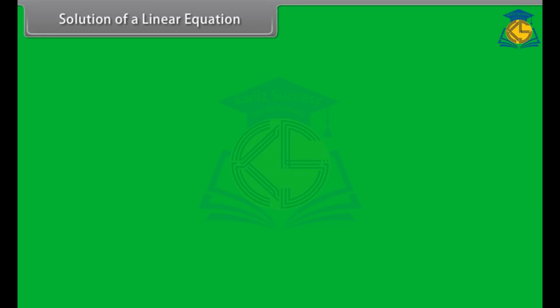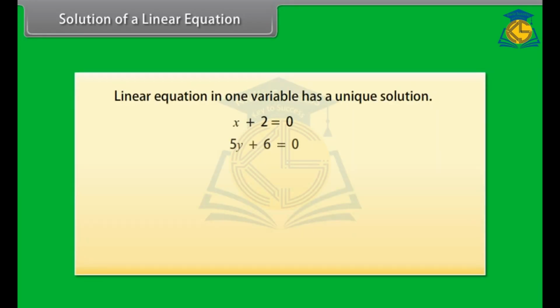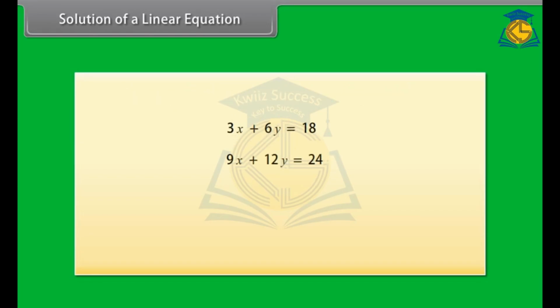Solution of a linear equation. We know that every linear equation in one variable has a unique solution. But how many solutions do the linear equations in two variables have? As there are two variables in the equation, its solution means a pair of values, one for x and one for y, which satisfy the given equation.